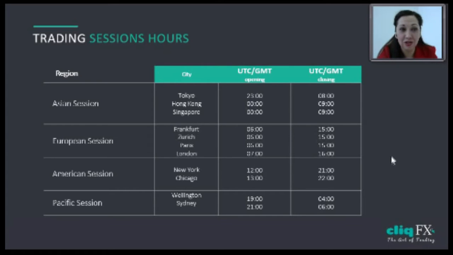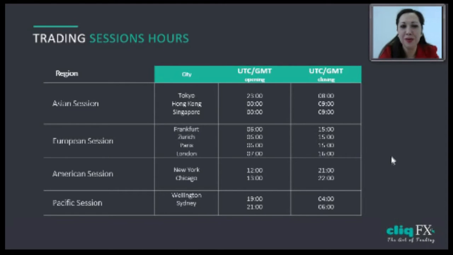The European session is represented by Frankfurt, Zurich, Paris, and London. As you can see, this session starts early in the morning and works until the afternoon, which makes it very popular among traders.